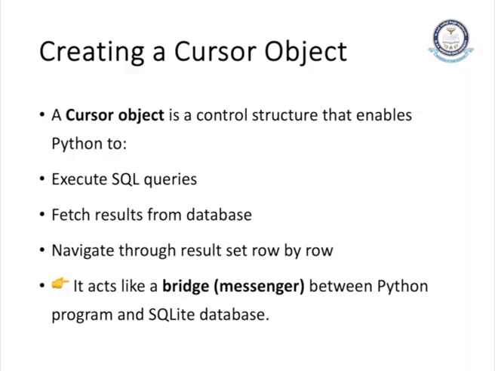For example, I create the cursor and execute a select query, select star from a table name, and the table has multiple rows. With the help of this cursor, we can get the data line by line, row by row. That is the meaning of navigating through the result set row by row. Whenever a query is executed, the result is stored in the form of a result set. Cursor is pointing to the result set internally, and it navigates from row by row. That is the use of the cursor object.